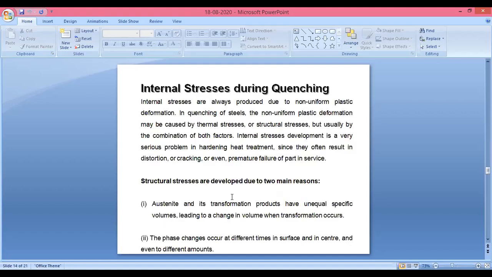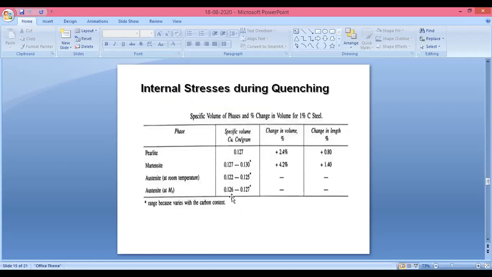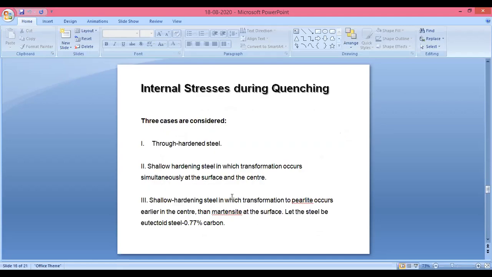So as discussed, hardening is used to remove the internal stresses. But because of the quenching, some internal stresses are also developed in the components during the hardening process. So the internal stresses developed in these phases are discussed here. Three cases are considered there: the through hardened steel, next the shallow hardened steel, in which transformation to pearlite occurs earlier in the center.